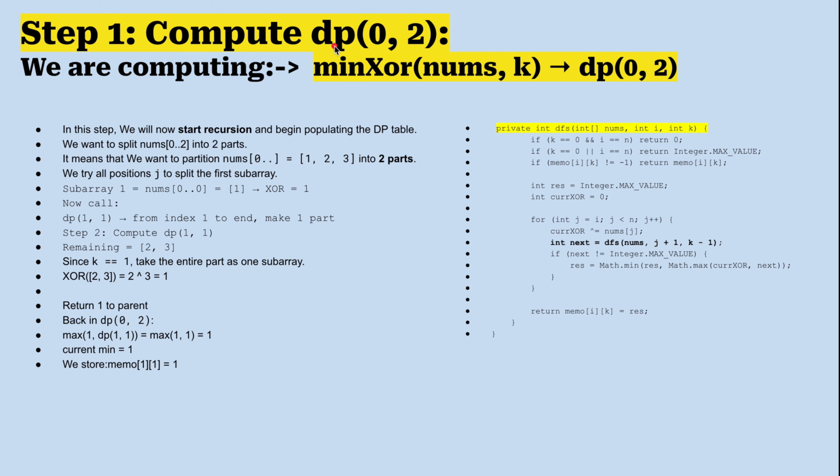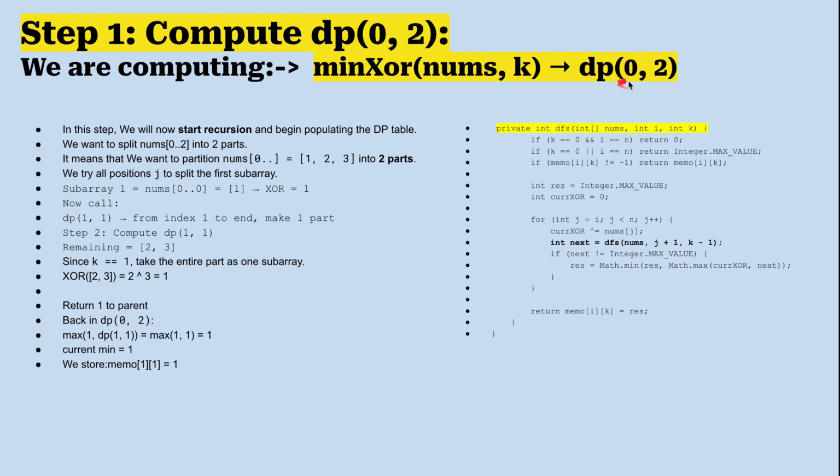Let's suppose you have initialized everything. Now the very first step starts: dp at 0 and 2. 0 means where I will start, and k is 2, correct? So we are computing the minimum XOR. How will we compute the minimum XOR? Let's suppose min XOR is a function of nums and k. Internally it will compute dp at 0, 2, right?